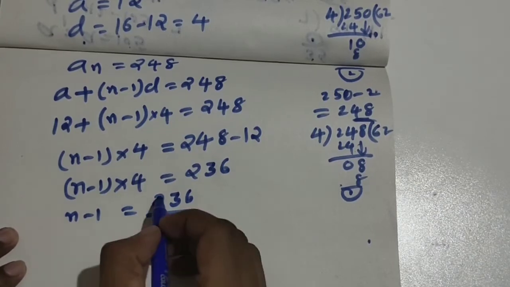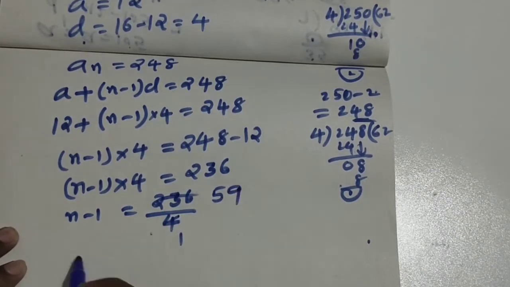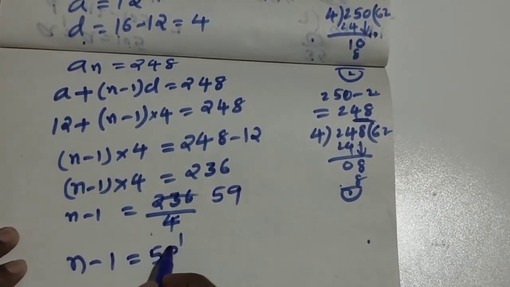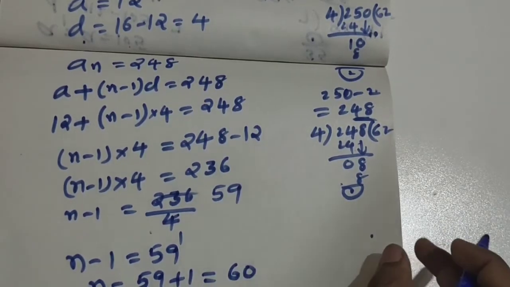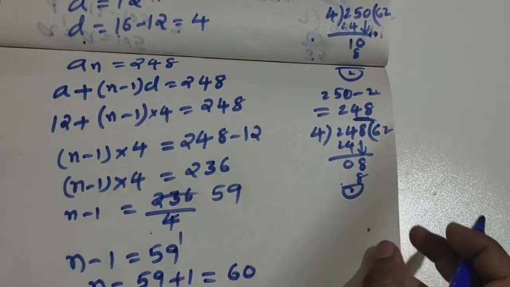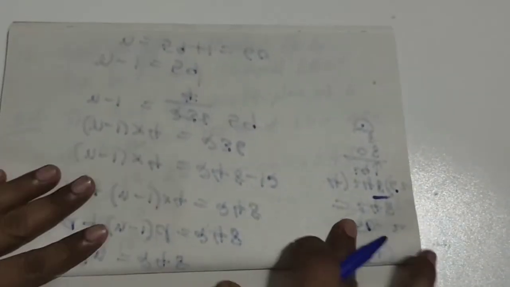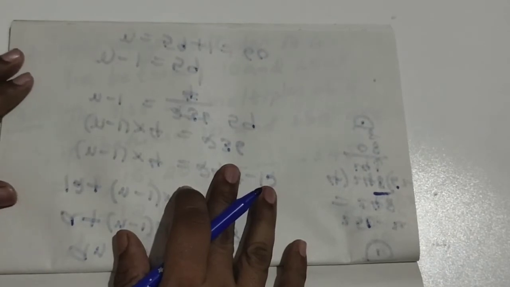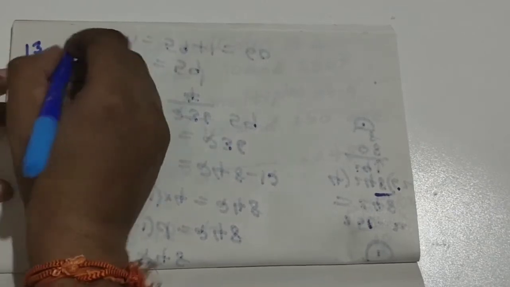So now 4 1s are 4, 4 5s are 20, balance 36, 4 9s are 36. So n minus 1 is equal to 59, then n is equal to 59 plus 1, so simply we get 60. So there are 60 multiples of 4 in between 10 and 250. Okay, there are 60 multiples of 4 in between 10 and 250. So this is also very important.